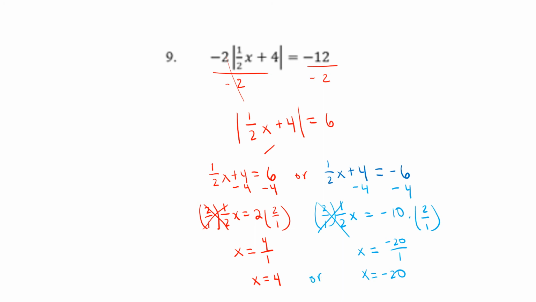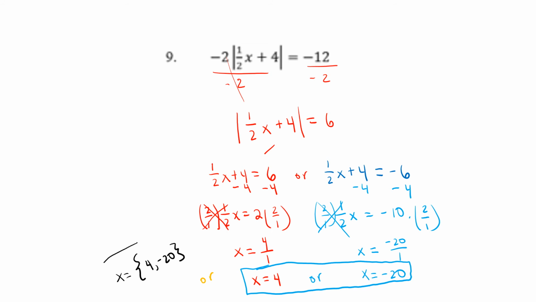Again, when you have two answers you need to write it as x equals 4 or x equals negative 20. The other way you can write your answer, and it's totally okay if you choose, and I don't want to put too many ors because I don't want you thinking they're all the same answer, is like this. X equals, in braces, 4 and negative 20. That's the same as saying x equals 4 or x equals negative 20. Choose one of those ways of writing it. Either way works for me. Just do whatever you feel comfortable with. But that finishes up number 9 for us.